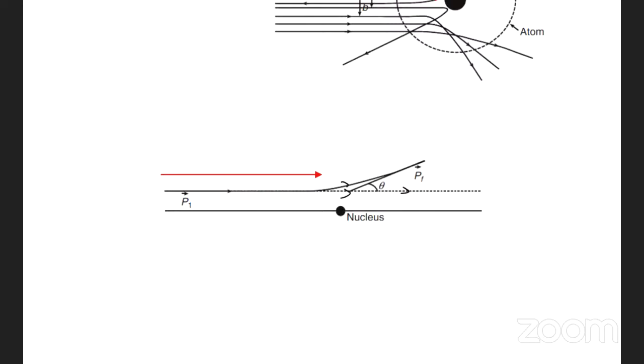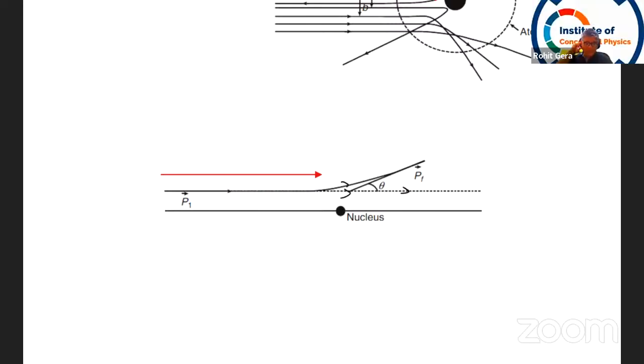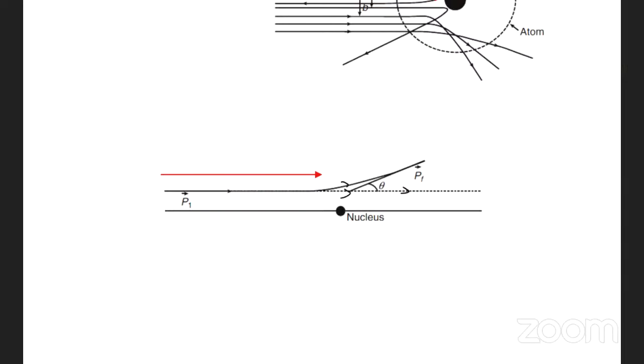You understand conservation of energy? E initial is equal to E final. The electrostatic field is always conservative in nature.